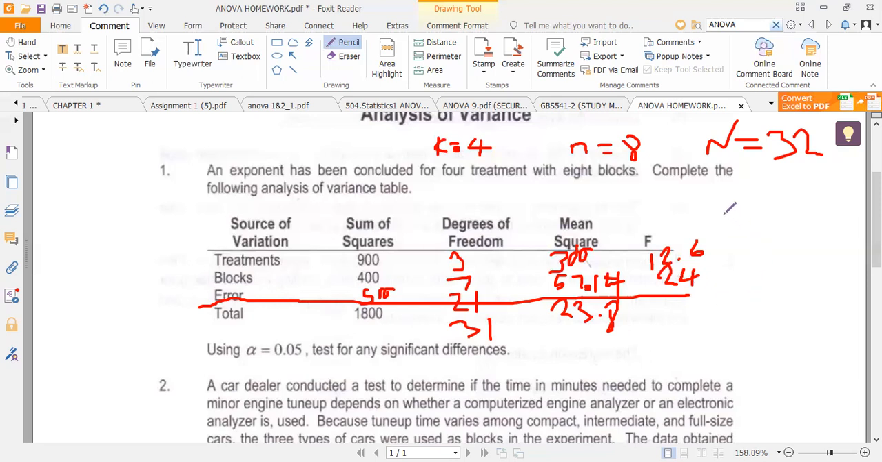So when you're reading the F table, we use what we call the degrees of freedom. So to read, we're going to compare 12.6 using the coordinates 3, 21. Then to compare 24 against 7, 21. So it's a degree of freedom for the treatment against the degree of freedom for the error. The error is a star in this case, because we use the error to divide in each of these ones to get the F calculated.